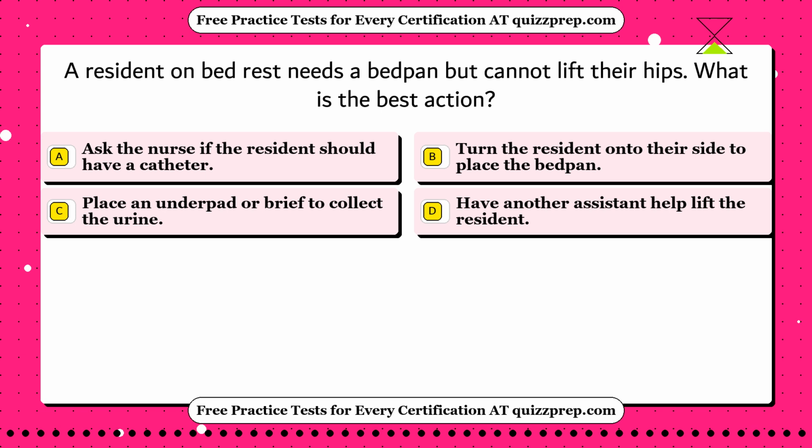Option A. Ask the nurse if the resident should have a catheter. Option B. Turn the resident onto their side to place the bedpan. Option C. Place an underpad or brief to collect the urine. Option D. Have another assistant help lift the resident.